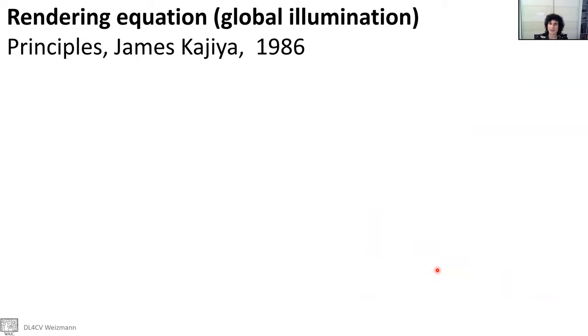So, a few decades ago, somebody whose name, I think, is James Kajiya, coined the principles of global illumination, or what we call the rendering equation. This is in contrast to what we had before. We had before the reflection equation. And he said the following principles.